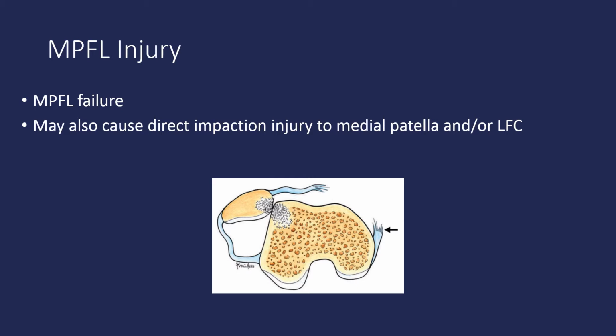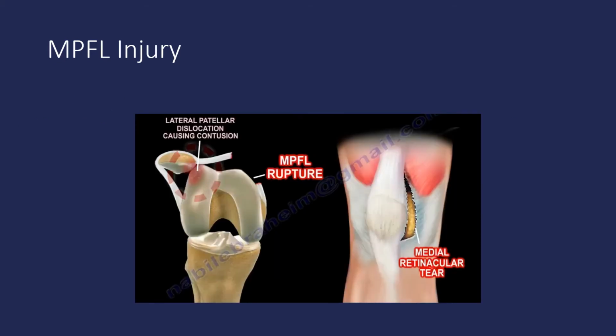With a lateral patellar dislocation, we oftentimes see a disruption of the MPFL, which may also cause a direct impaction injury to either the medial side of the patella and/or the lateral femoral condyle, which we'll talk about later. Here we see another drawing showing a lateral patellar instability episode and its effect on both the MPFL and the medial retinaculum.